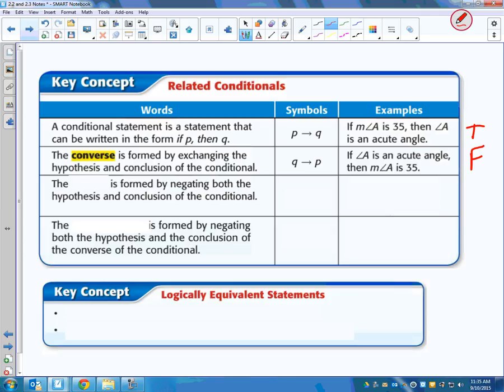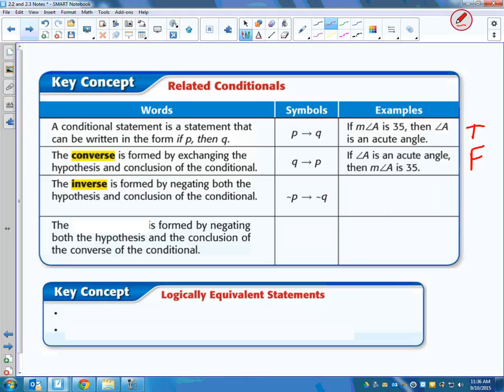All right, the inverse, which kind of makes sense if you think about additions, inverse is subtraction. The inverse is when you just negate both of them. So you put the negation in front of P and Q. So we say, if not P, then not Q. That makes sense. Going with my original one, if the measure of angle A is 35, then angle A is an acute angle, what would not P implies not Q say?